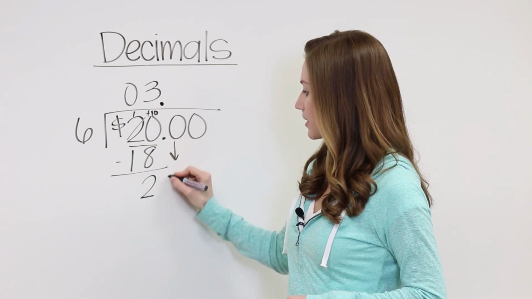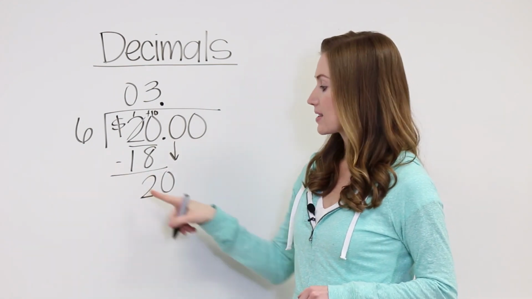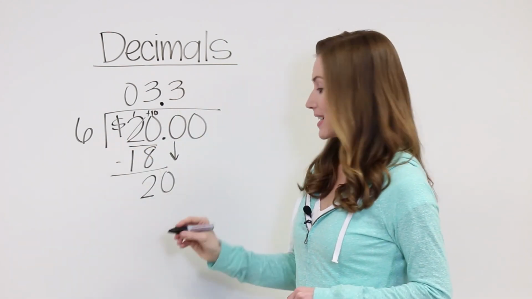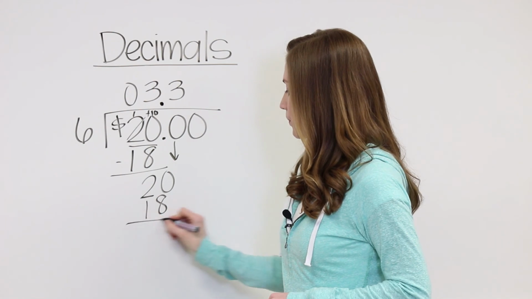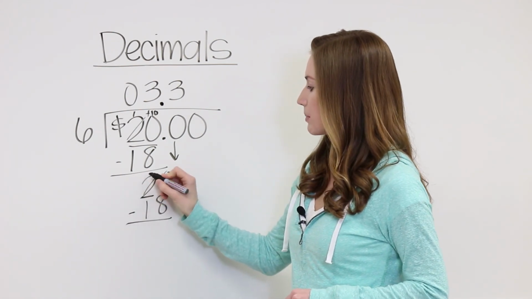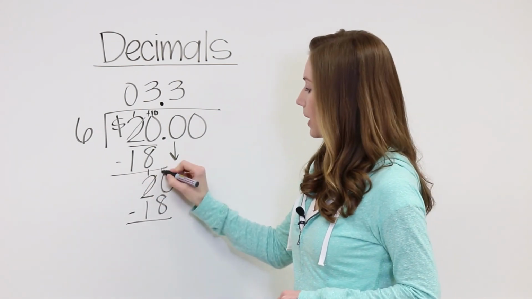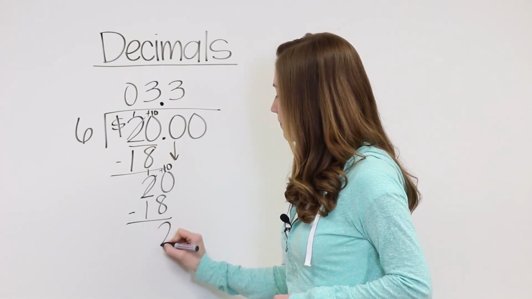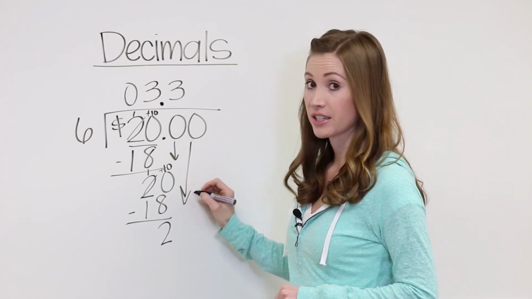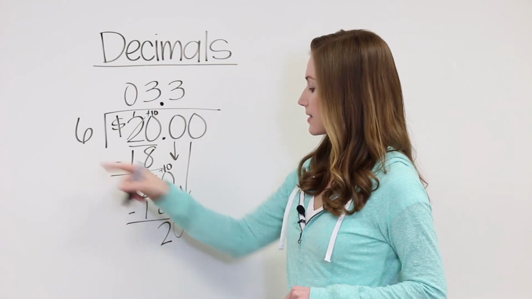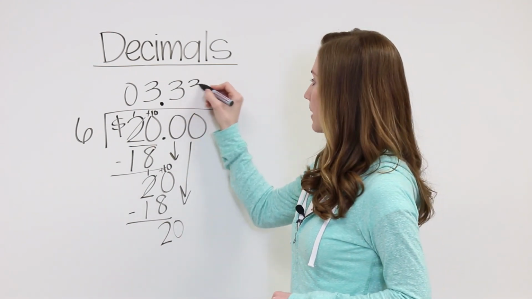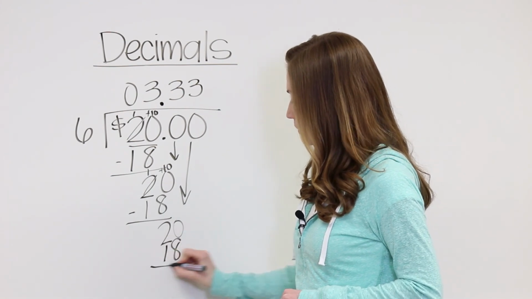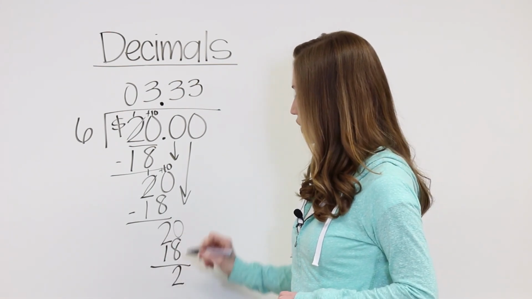We'll bring down our next 0. How many times can 6 go into 20? 3 times. 3 times 6 is 18. We'll subtract again. We borrow from the 2. It becomes a 1. We add 10 to our 0. 10 minus 8 is 2. We bring down our other 0. 6 goes into 20 3 times. 3 times 6 is 18. We subtract. We get 2.